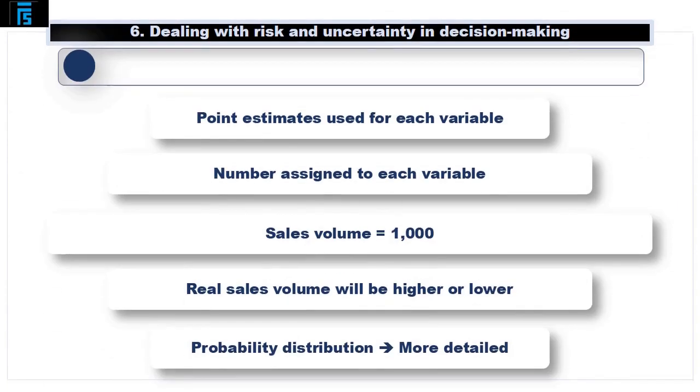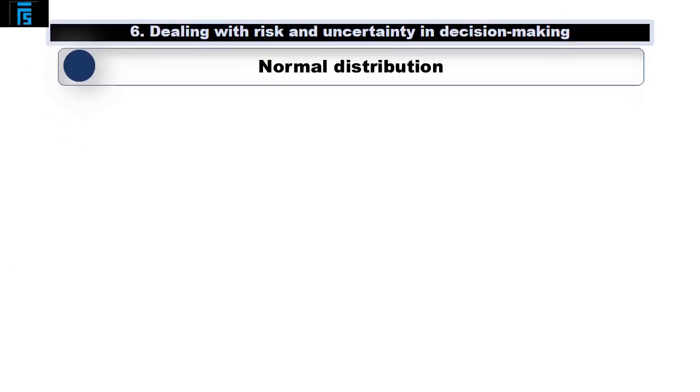With Jack's yogurt decision, he used what are known as point estimates for each of the variables. In other words, he gave each variable one number. Take sales volume, for example. Jack estimated sales volume as being 1,000. In reality, of course, it could be higher or it could be lower. If we had the experience or could do sufficient research, we might produce a more detailed probability distribution.